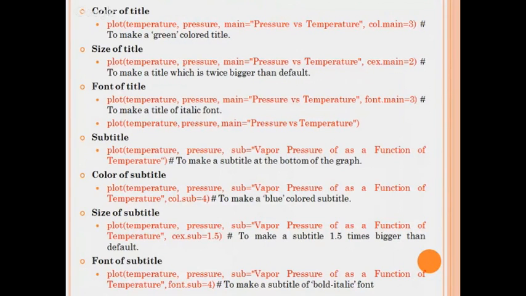How we can change the color of the title using col.main with any numeric value, then the size of the title, cex.main, then the font of the title, font.main, and similarly for the subtitle. So it's a quick summary. Those who want to just recheck the things that we have done with respect to changing the title and subtitle of your graph can just have a look at all these commands. For your help, I have given a summary at the end of this.